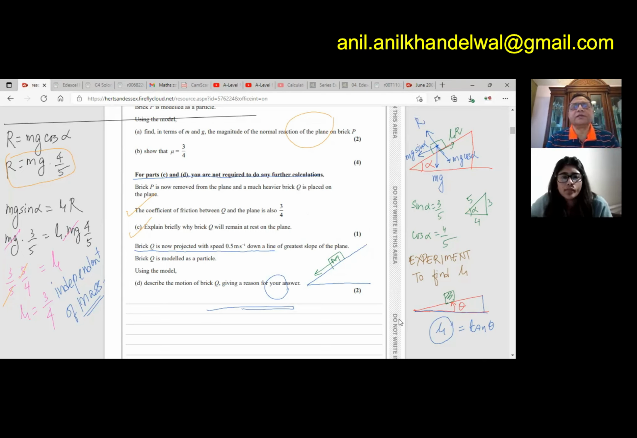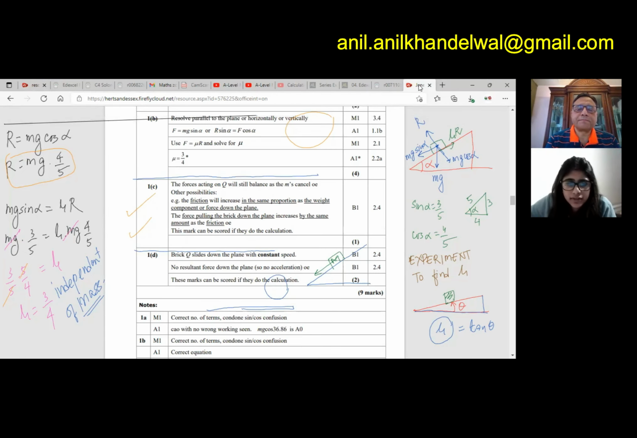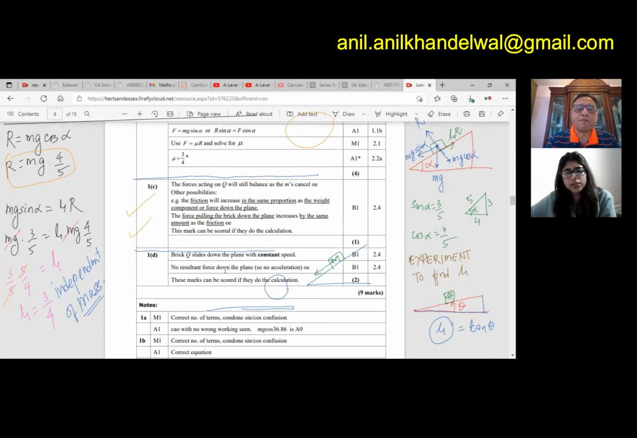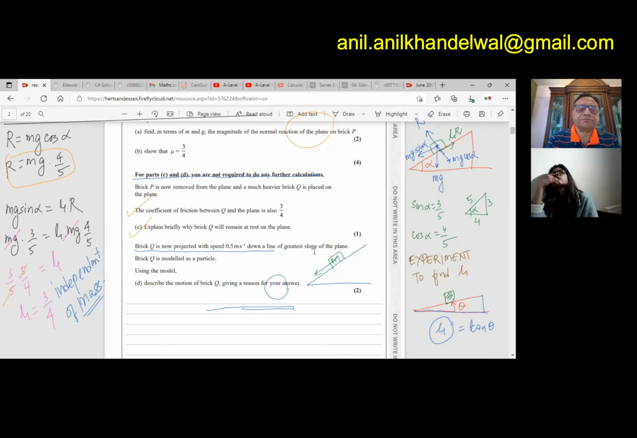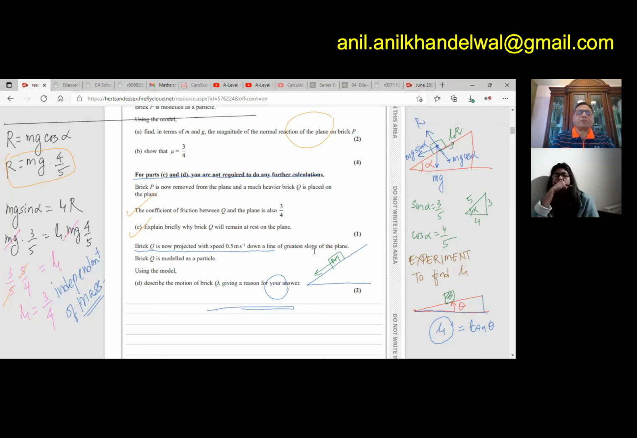So what was it saying? It slides down with constant speed. And then for the second mark, it was no resultant force down the plane. So no acceleration. No resultant force. What does that mean?